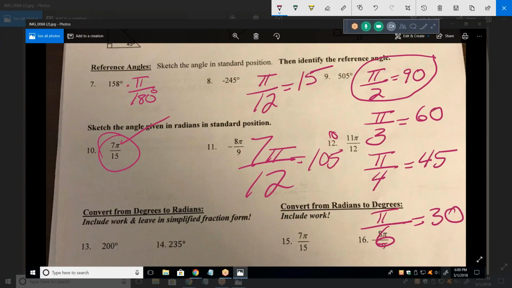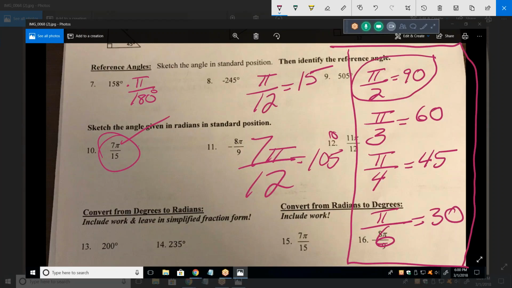But learn these 4 right here. And they're nothing to learn. Just always know that if you have pi alone in the numerator, not 2 pi or 4 pi or 3 pi, but pi alone, then its denominator multiplies by the answer to give you 180, always.